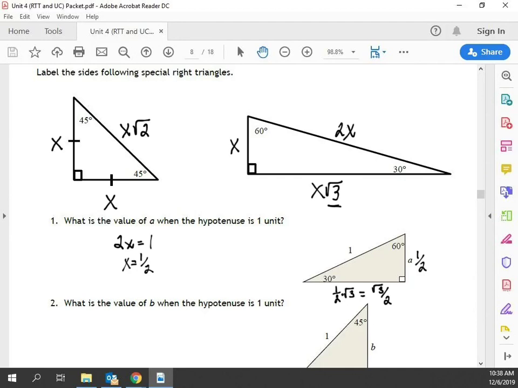So if the hypotenuse is equal to 1 on a 45-degree triangle, well, according to our reference triangle, what is the hypotenuse length equal to? x root 2, but in our problem it needs to be equal to 1. Same exact thing as we did before.